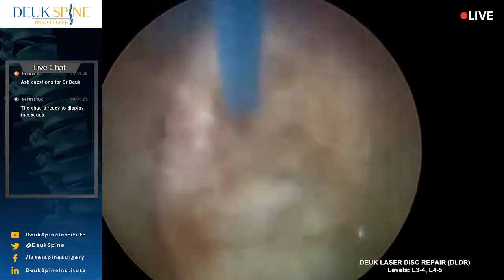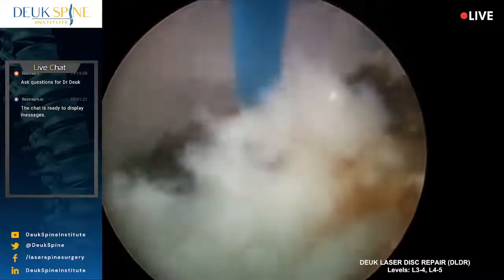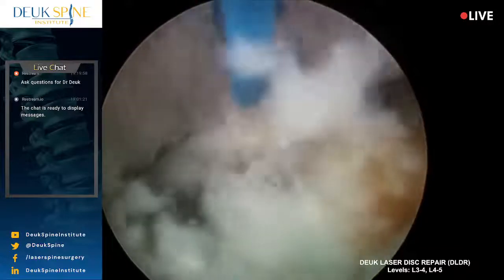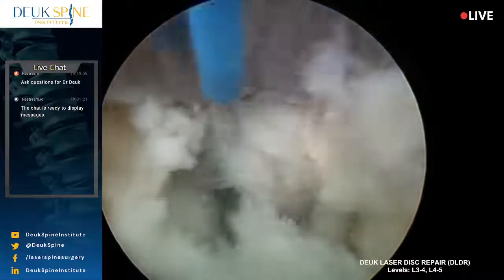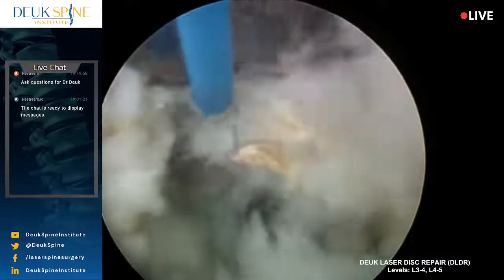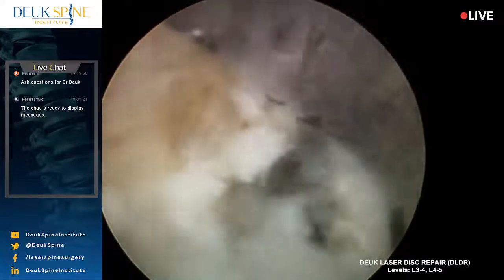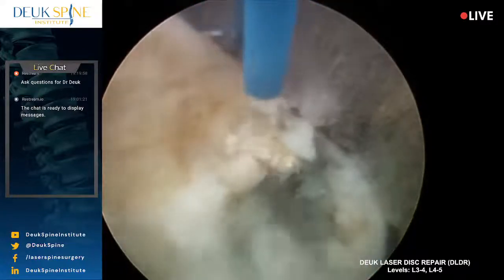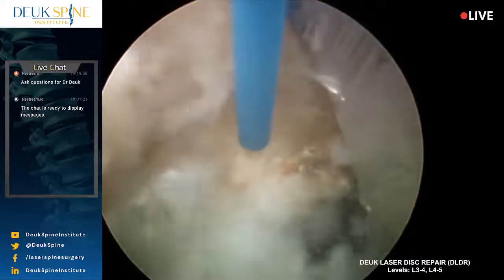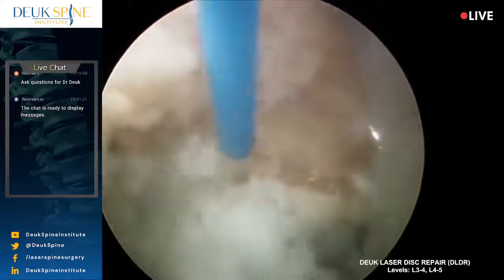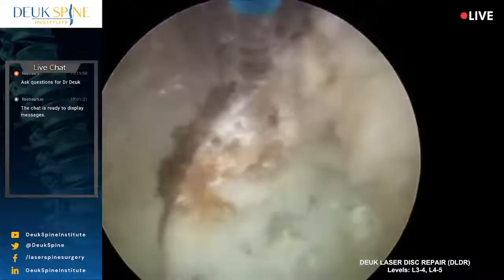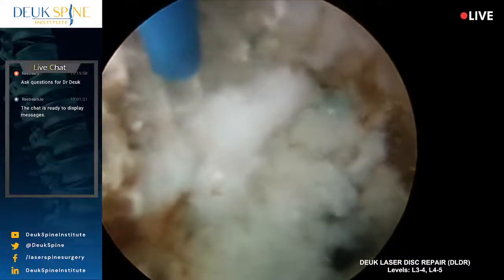A lot of bone spurs in here. Dr. Deuk. These are all, this is the annular debridement, by the way, of the Deuk laser disc repair. You can see the annular fibers, little white fibers in there.